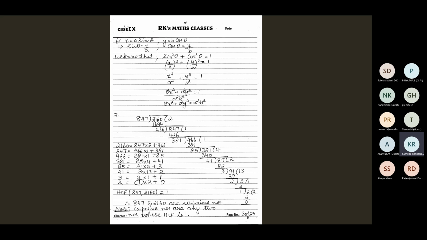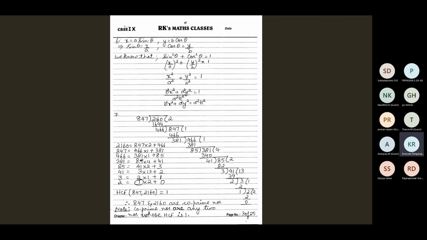Next slide. Ignore the seventh one. Oh yeah, co-prime or not. So how do you check if two numbers are co-prime or not? Two numbers are said to be co-prime if their HCF is 1. You can find HCF in the method you have learned. You may not have learned this method. This is the division method.